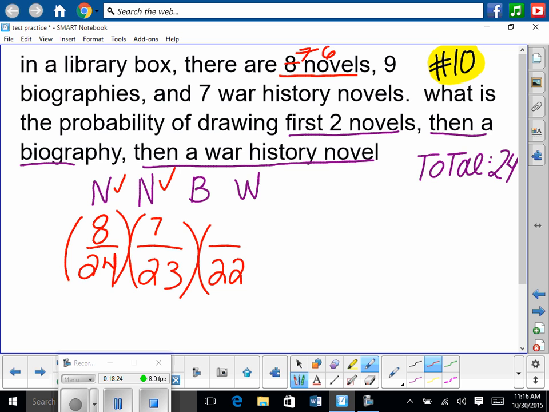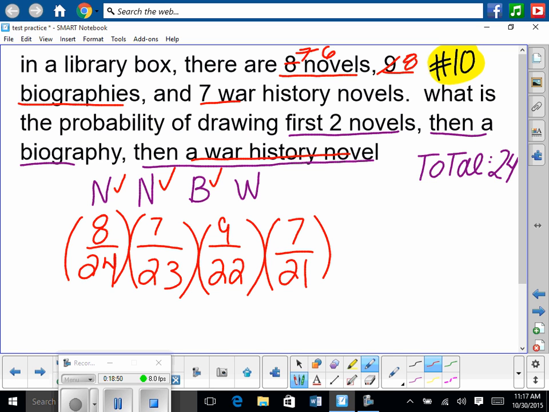Now be careful. We want to know now what's the probability of drawing a biography. Well, how many biographies are there left in there? 9. So there's a 9 out of 22 chance of drawing a biography. And now instead of 9 biographies, there's 8. So how many total? There's 21 total. And the last thing is then a war history novel. Well, in that group of 21 books, how many war history novels? 7.